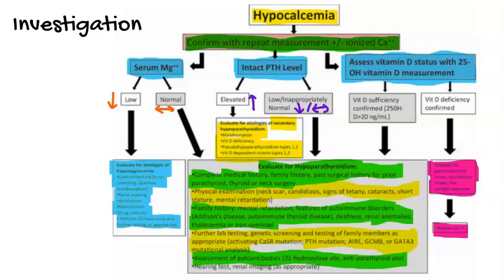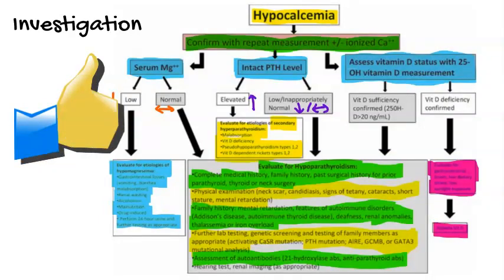Okay? So, regarding evaluation for hypoparathyroidism in the middle, start with a complete medical history, family history, and past surgical history for prior parathyroid, thyroid, or neck surgery. Physical examination includes any presence of neck scars, candidiasis, signs of tetany, cataracts, short stature, or mental retardation. Family history of mental retardation, features of autoimmune disorders, for example Addison disease, autoimmune thyroid disease, deafness, renal anomalies, thalassemia, or iron overload.